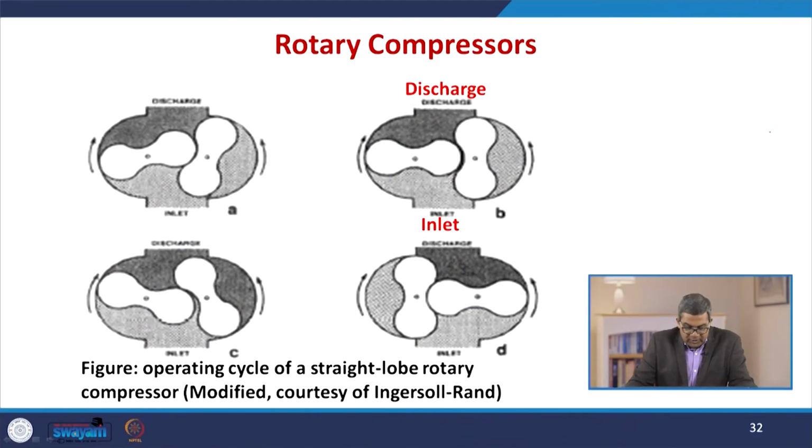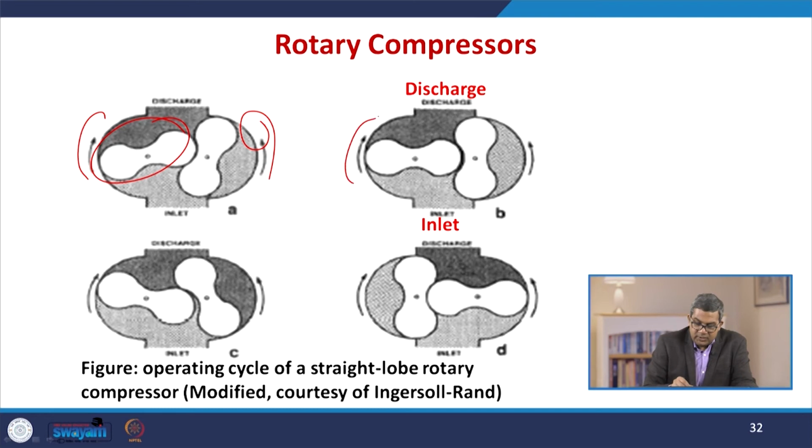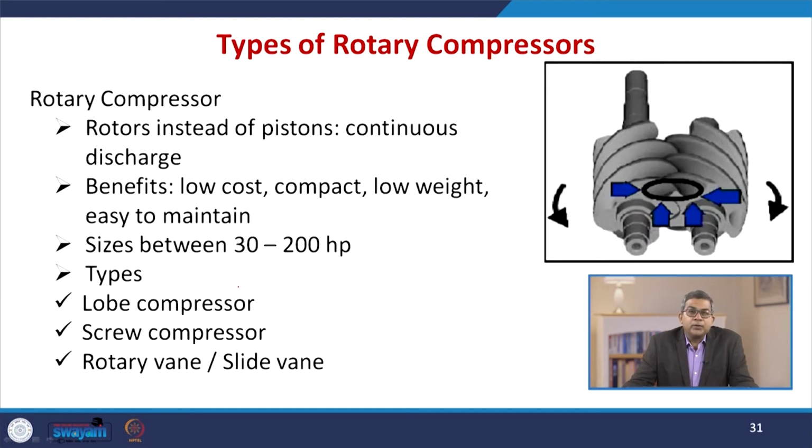Now here is the operating cycle of the straight lobe rotary compressor. Here you see the discharge, you see the motion. This one is moving in this direction. Here you see this is the inlet, this is the discharge, and this is the inlet. You see this is the compressed fluid. In a rotary compressor we are using rotors instead of pistons, and that is for continuous discharge.